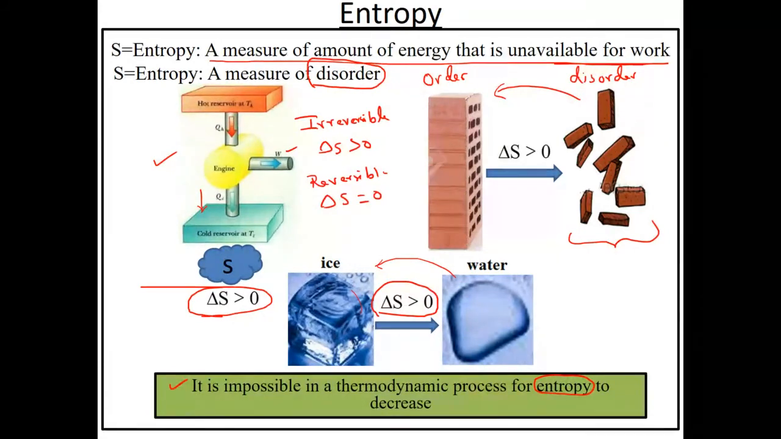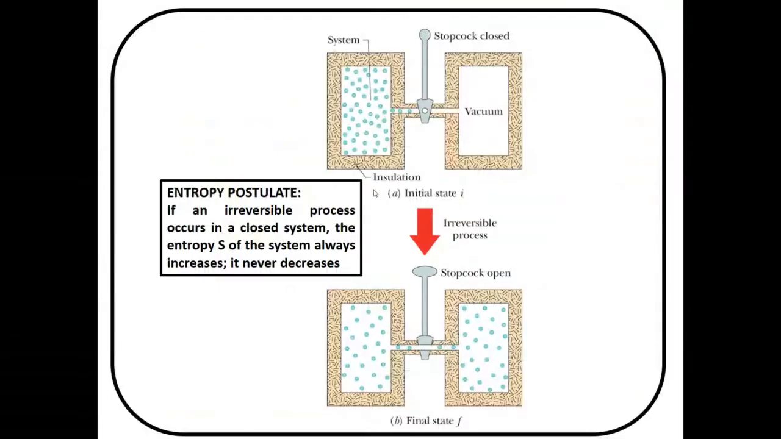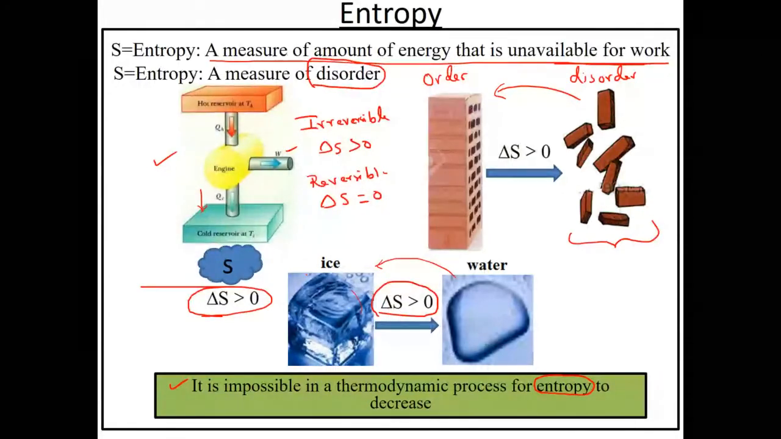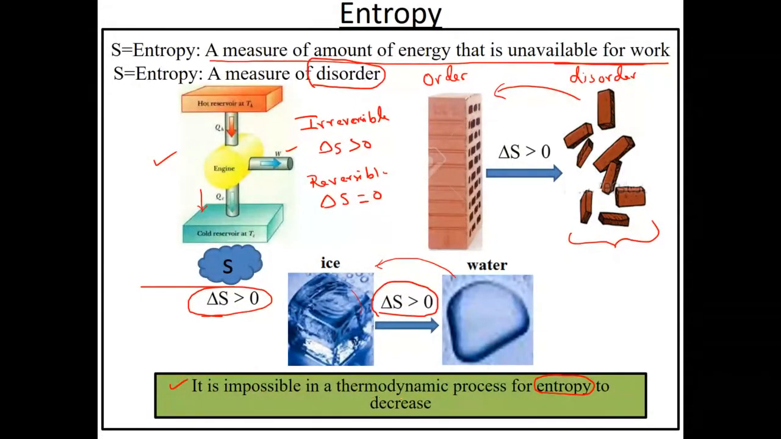Clear? Keep these 2 points in your mind. Understand? Okay. Now, this is the definition. What you understand from this slide is that it is impossible in a thermodynamic process for the entropy to decrease.